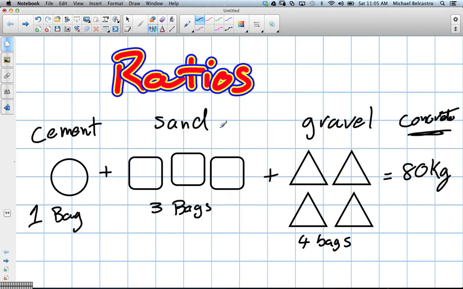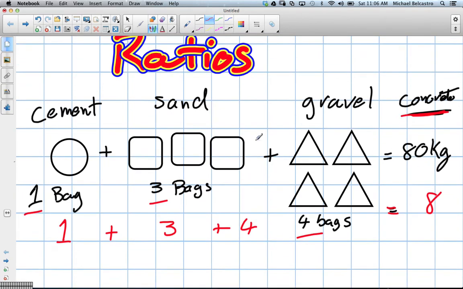The very first question says, how many parts in total are in the mixture? So how can we figure out how many parts in total are there? Count each bag. Yeah, exactly. So let's think of concrete as being a mixture of all these bags together, right? Our final answer is going to consist of all of these things. So we have 1 bag plus 3 bags plus 4 bags. So what is that going to be a total of? 8 bags. Yeah, we have a mixture of 8. There's going to be 8 things in total here.